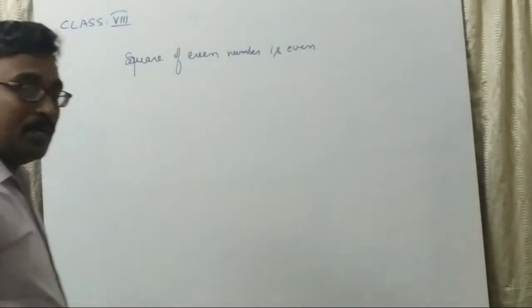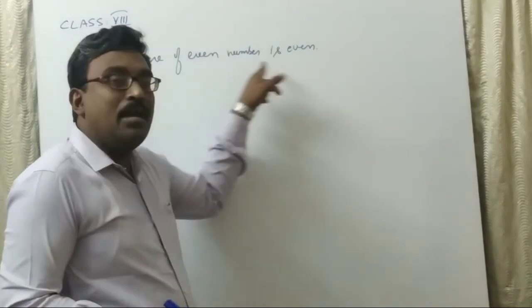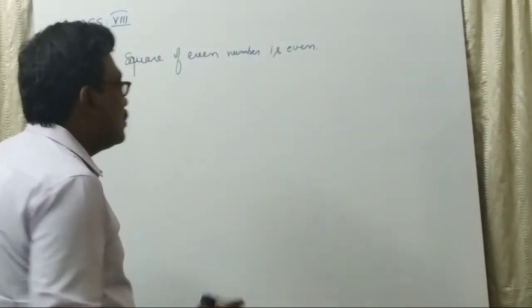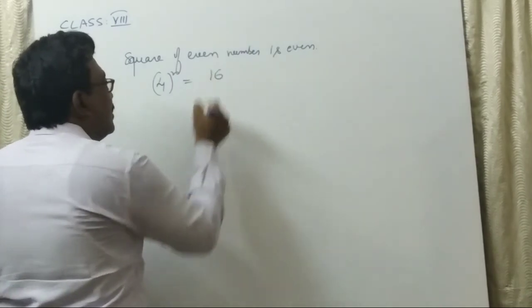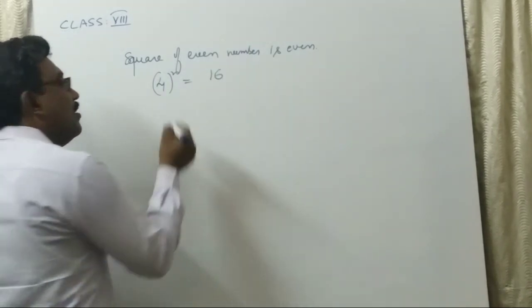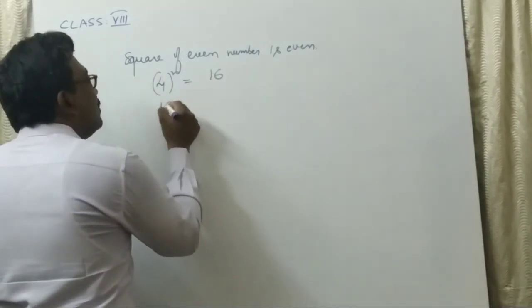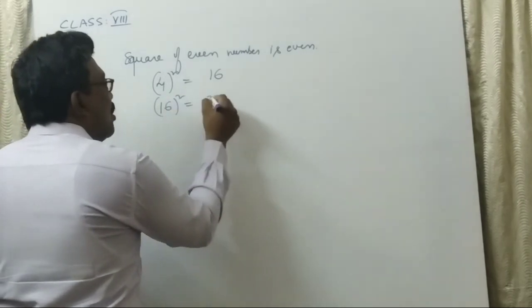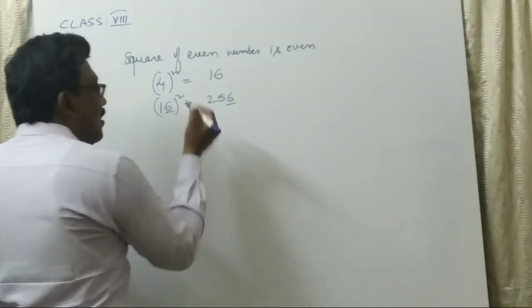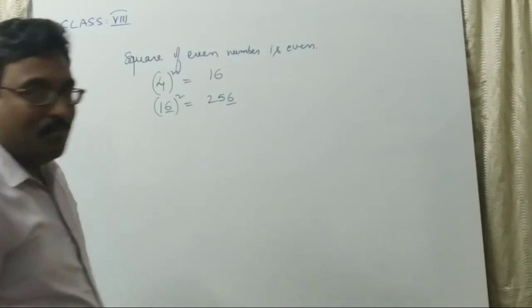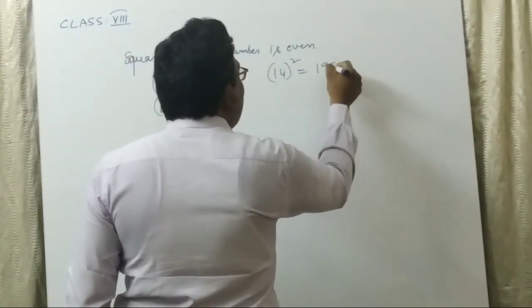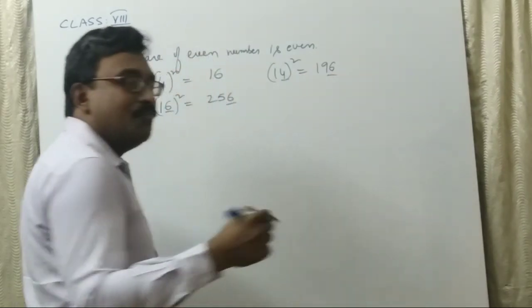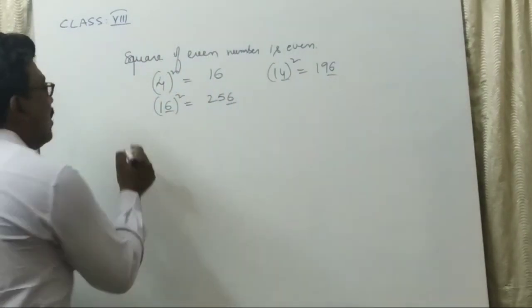Now, next property: square of an even number is even. Suppose 4 is an even number. 4 square, 16. 16 is also an even number. Suppose 16 is an even number, 256. 256 is an even number. 14 is an even number, 196. So the square of an even number is an even number.